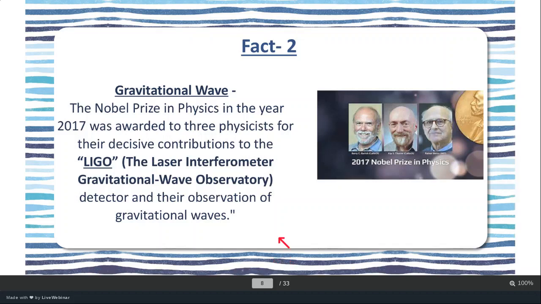Okay, so fact number two. The Nobel Prize in Physics in the year 2017 was awarded to three physicists for their decisive contributions towards the LIGO, the Laser Interferometry Gravitational Wave Astronomy Detector, and their observation of gravitational waves. What happened was that in the year 2015, these three physicists did analysis of the gravitational waves on the LIGO setup, which uses the principle of Michelson interferometry.